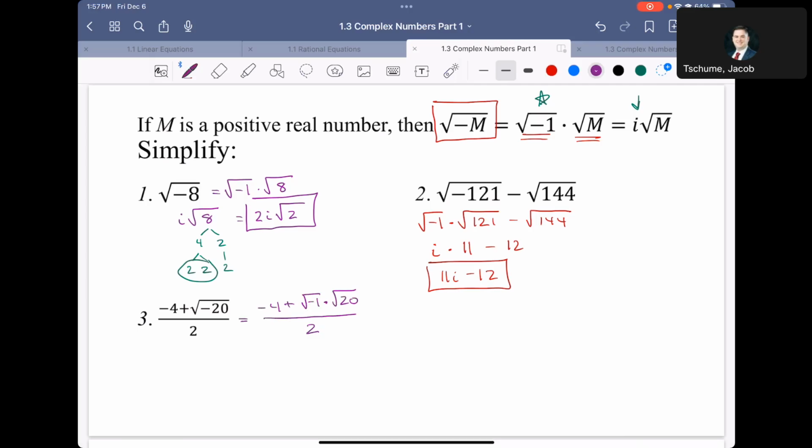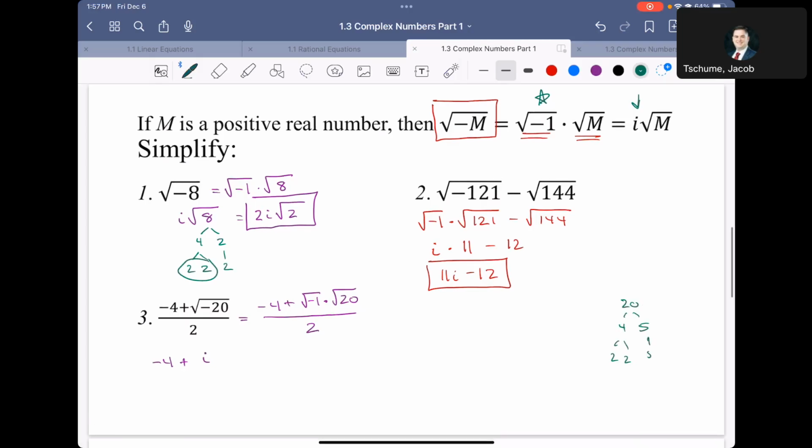Now, the nice part is that we know that the square root of negative 1 is just going to be an i term. And since the square root of 20 is not a perfect square root, I need to come over here to the side, and I'm going to break down what 20 is. Well, I know that 20 is 4 times 5, and I know that 4 is 2 times 2. The 5 can't be broken down any further besides using the number 1.